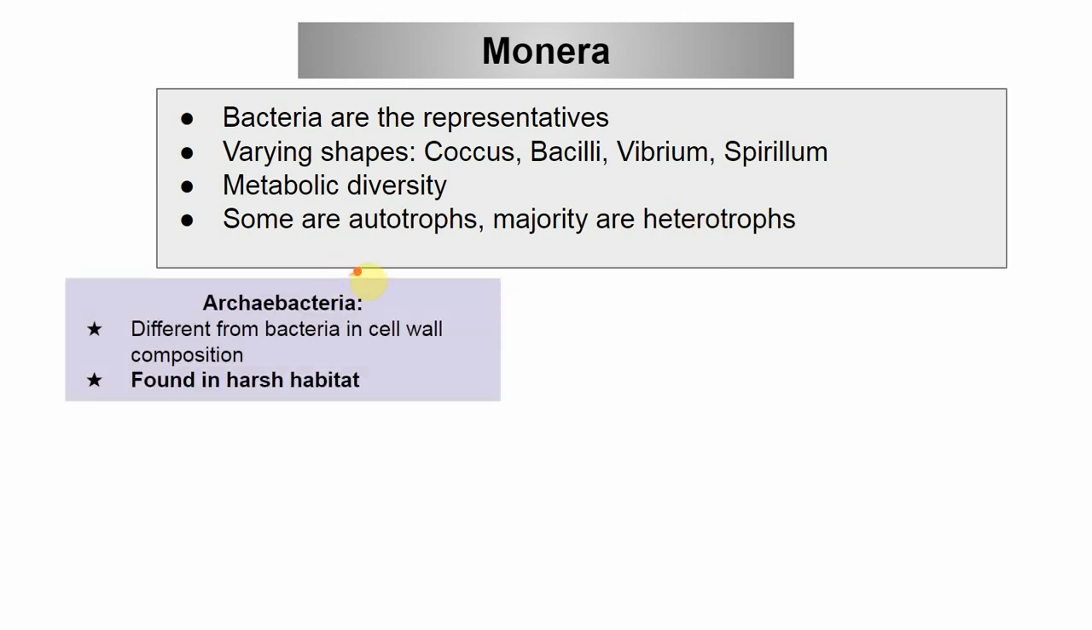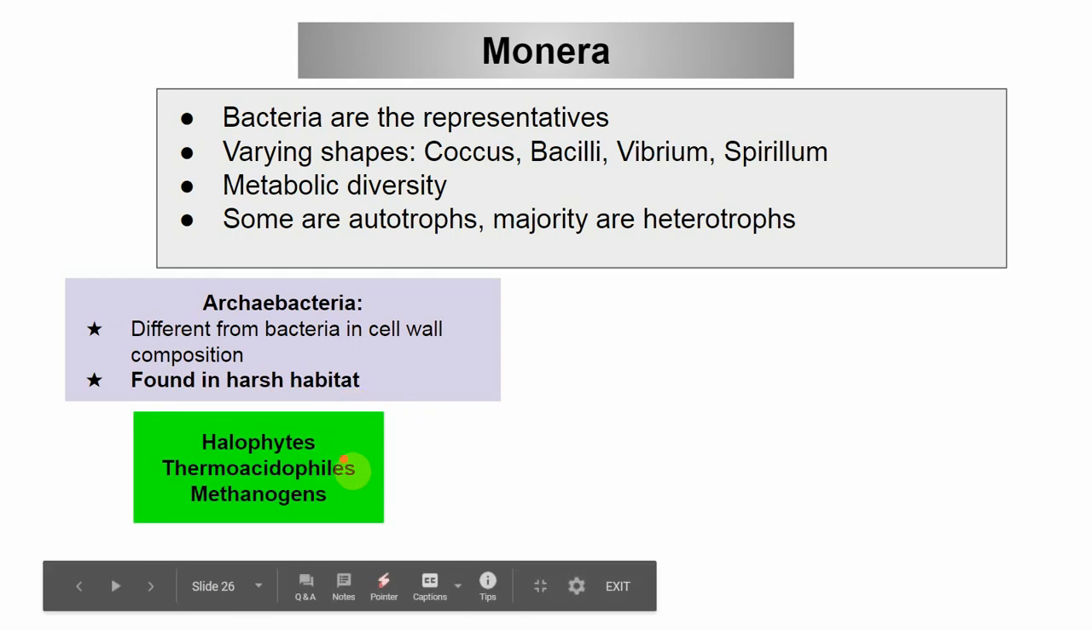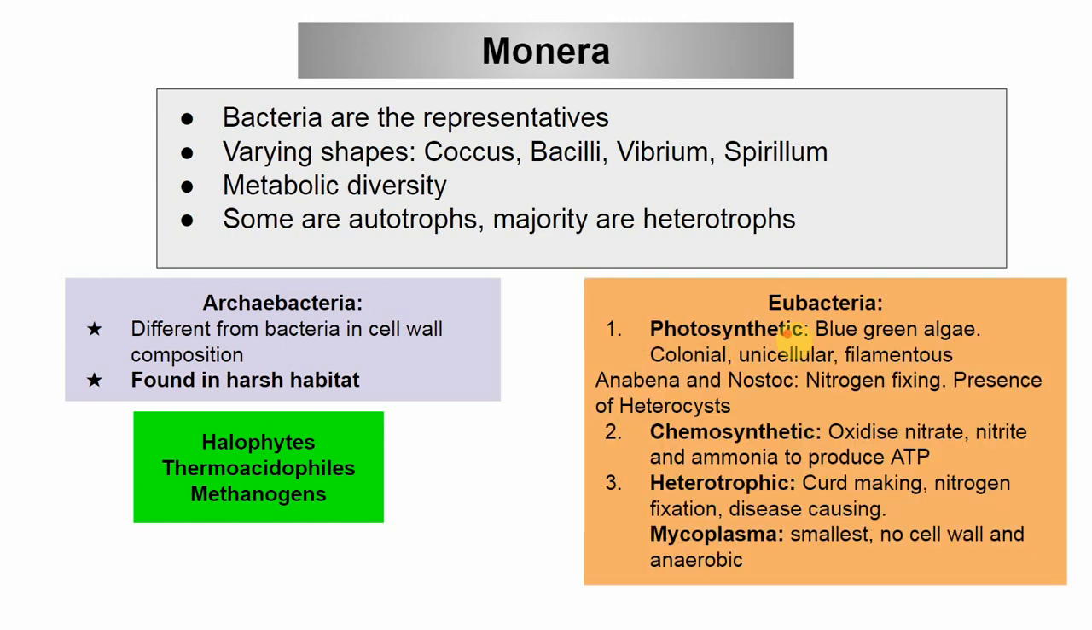One representative of Monera is Archaebacteria. They are primarily different from the bacteria based upon their cell wall composition. They are mainly found in harsh habitat conditions. For example, if they are found in salty areas, we refer to them as halophiles. If they are found in hot springs, we refer to them as thermoacidophiles. If they are found in marshy areas, we refer to them as methanogens. In fact, methanogens are present in the gut of ruminants, and they are responsible for production of methane gas.